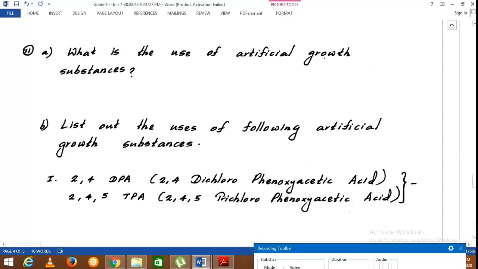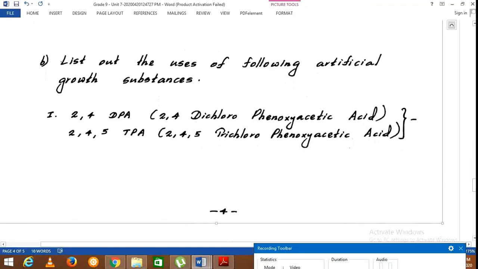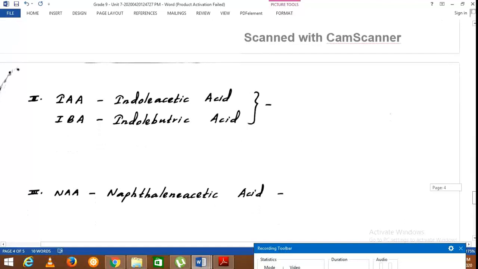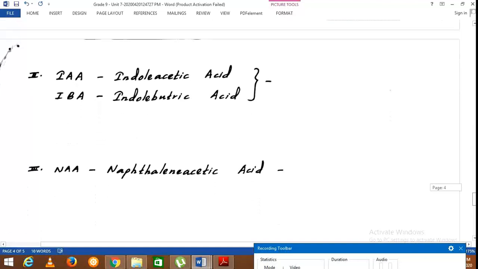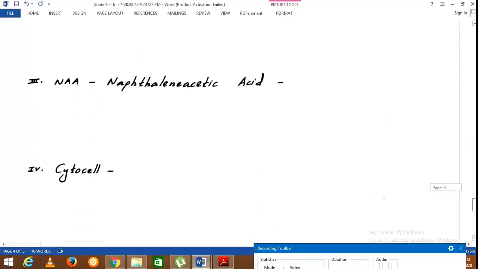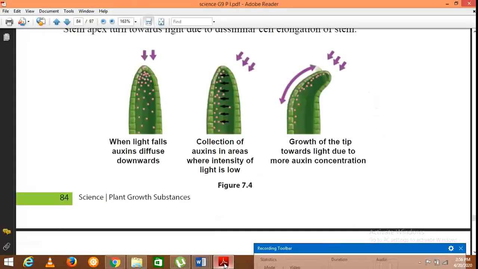Then you are asked to list out the uses of the following artificial growth substances. 2,4-D, that is 2,4-dichlorophenoxyacetic acid. 2,4,5-T, that is 2,4,5-trichlorophenoxyacetic acid. I will mention the uses of these. A table is available in your textbook as well. Indole acetic acid IAA, indole butyric acid IBA, NAA naphthalene acetic acid, cytosol. These are the artificial growth substances that have been mentioned.